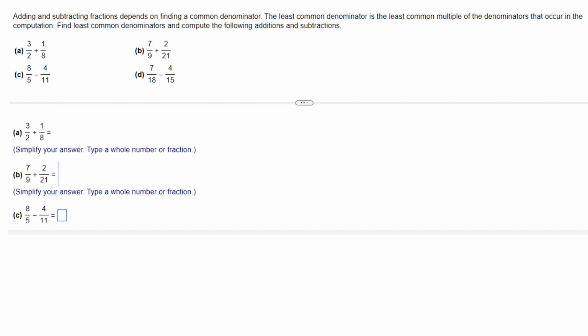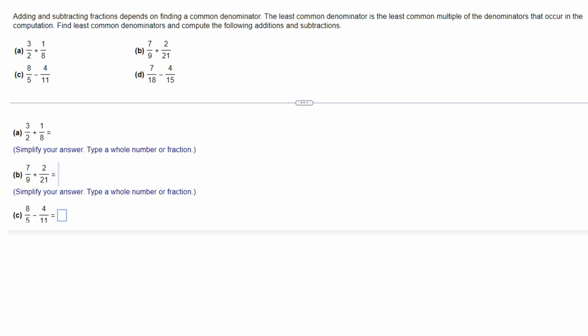So let's take a look at this problem. It says adding and subtracting fractions depends on finding a common denominator. The least common denominator is the least common multiple of the denominators that occur in the computation. Find the least common denominators and compute the following additions and subtractions.